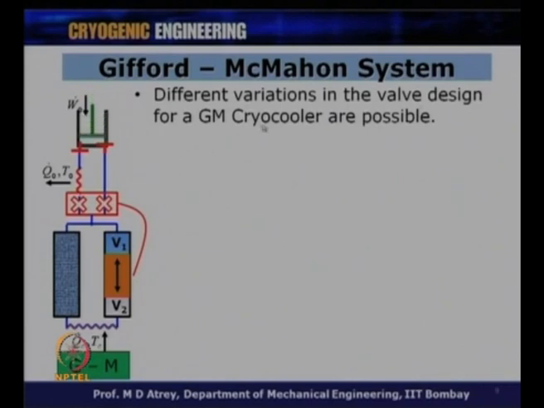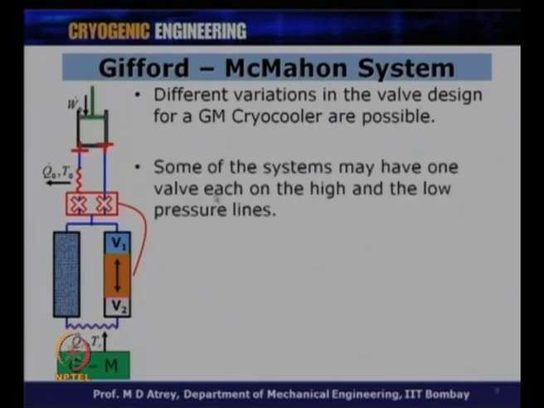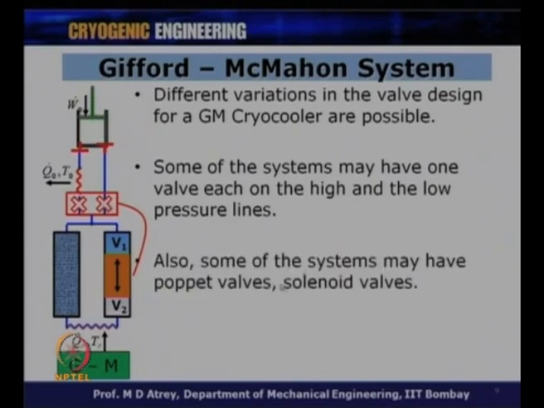Different variations in the valve design of GM coolers are possible. How does this valve work? What kind of valve is this basically? We can have various versions of this. A lot of manufacturers use different kinds of valves, and most of the details cannot be made public. Some of the systems may have one valve each on the high and the low pressure side. So, you can have a valve on this side, a valve on this side, and this valve opens and closes. Also, some systems may have poppet valves, like in an IC engine, a spring loaded valve, and such valves could also be used if one wants to. It will have different loss mechanisms and things like that.